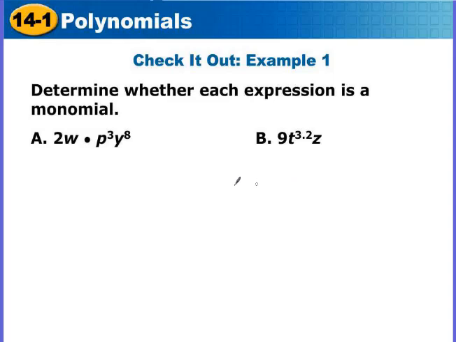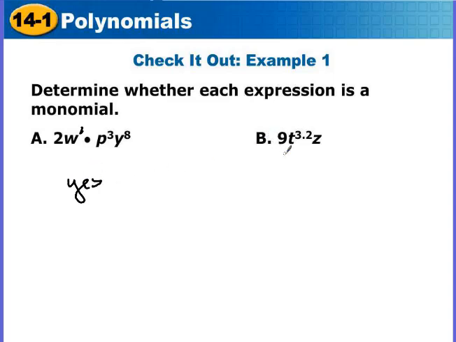Okay, so let's see how you did. On A, you've got 2 times w, and if the w doesn't have anything on it, then we know that there is a 1 as an exponent, so that's a whole number, times p to the third y to the 8th. So another way of writing this would be just 2wp to the third y to the 8th, and it would be perfectly fine. And yes, this one is a monomial.